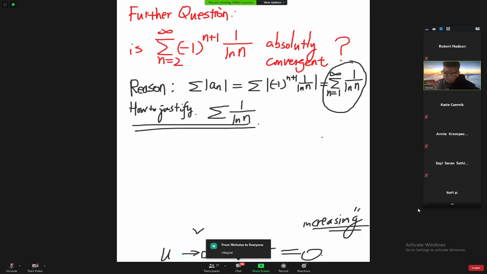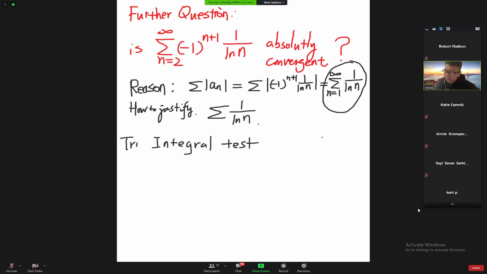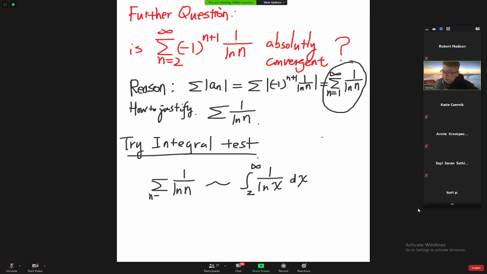Let me see if that works or not. By the integral test, I'm not sure that works or not. Let's just try that. So this one is comparable to the integral of 1 over natural log of x dx, from 2 to infinity, right? And tell me how to do the integral.